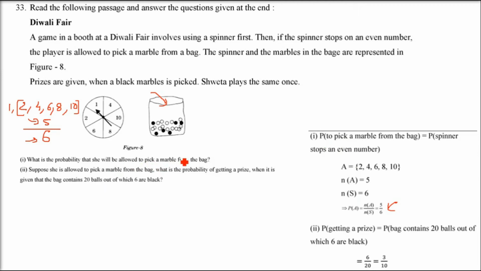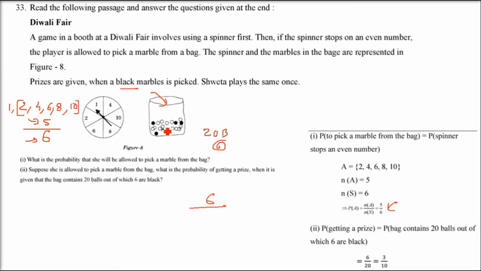So 5 by 6 is the probability in the first case. Coming to the next part: suppose she is allowed to pick a marble from the bag. What is the probability of getting a prize when the bag contains 20 balls, out of which 6 are black? So 20 balls are there, 6 are black. Now what are the favorable cases? Only black marbles will give you a prize. So 6 are black, so this is the favorable cases.